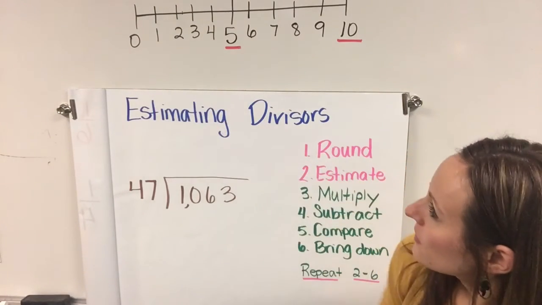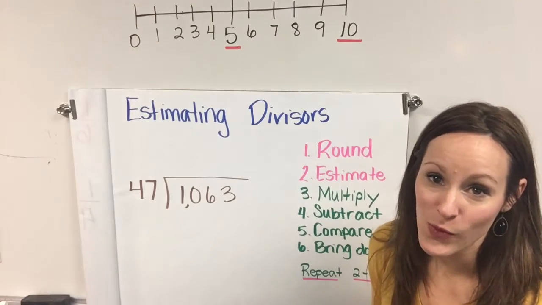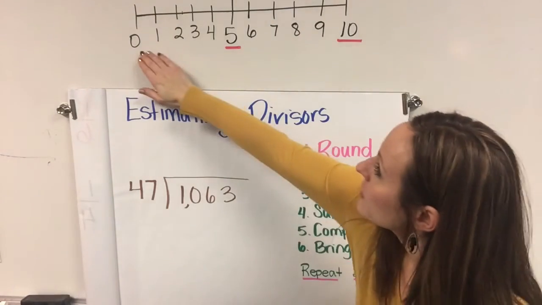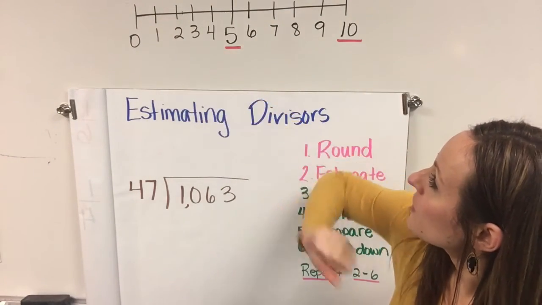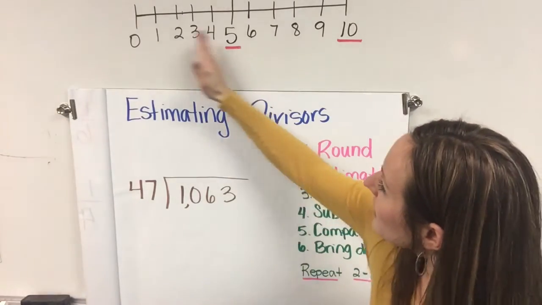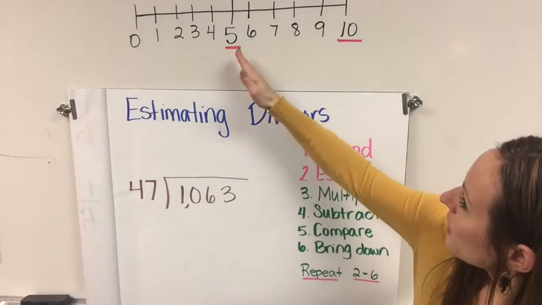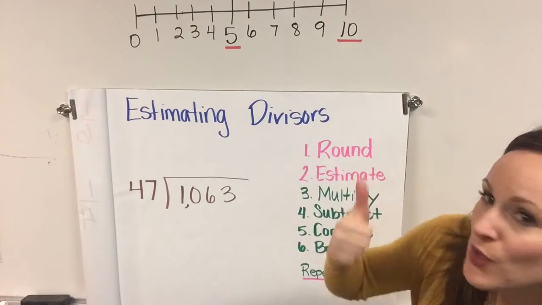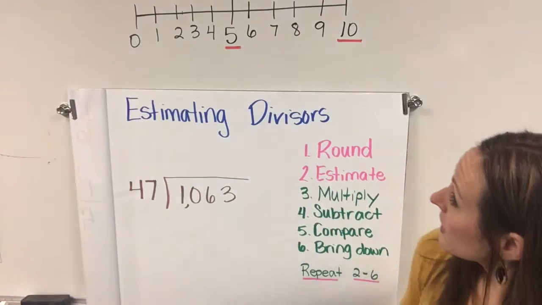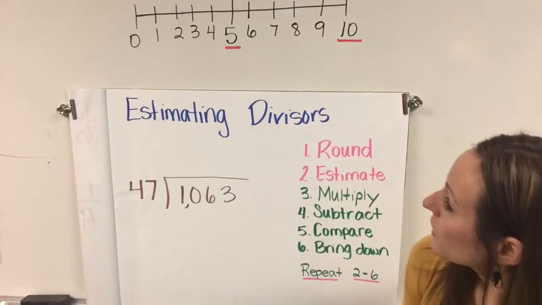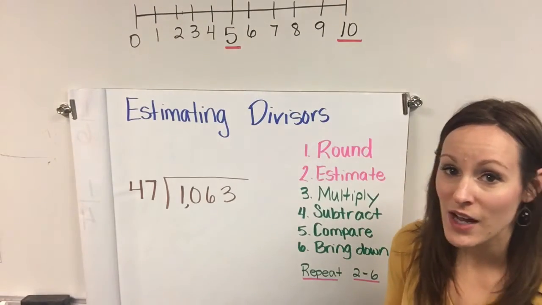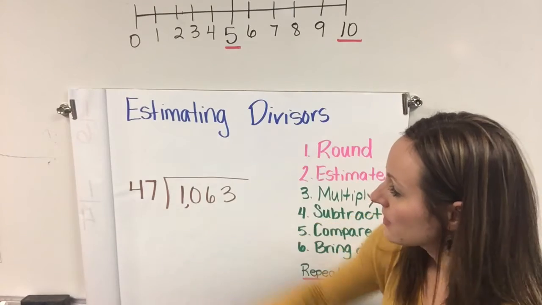Whenever you have a number that has tens and ones, if you've got between 0 and 4 in the ones place, so it's less than 5, then your number stays the same. And of course, if you have 5 or higher, then you round up. So in thinking about this as a review, I want to talk to you about estimating divisors where you have tens in the divisor.